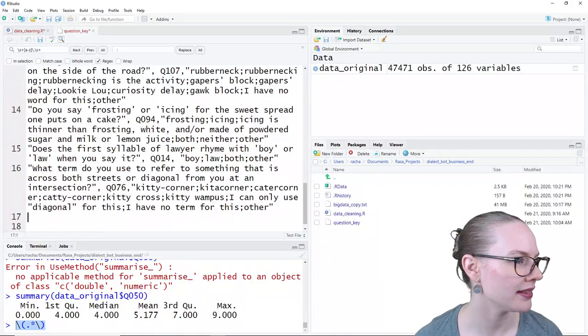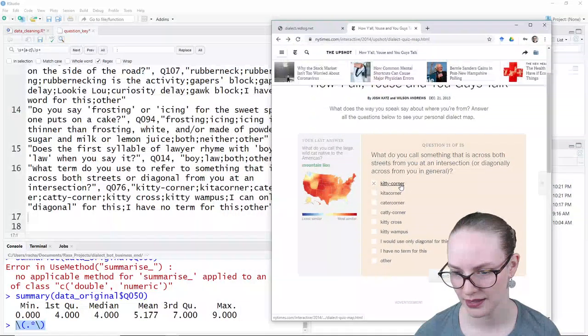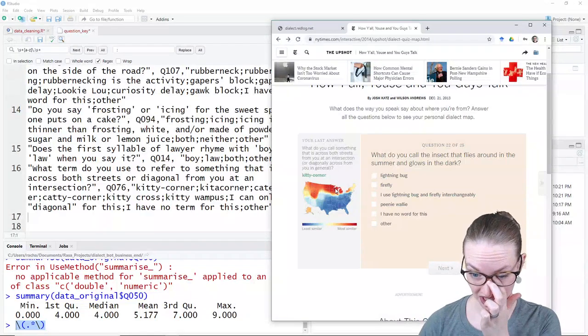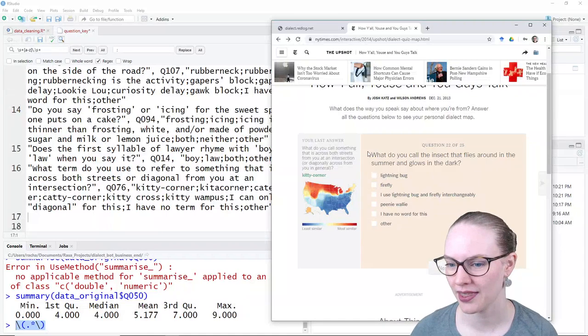All right, we are getting there. We have 4 questions left in the quiz. Kitty corner. Yeah, definitely what I say. Oh, interesting. Not a southern thing. What do you call the insect that flies around in the summer and glows in the dark? That is a lightning bug.